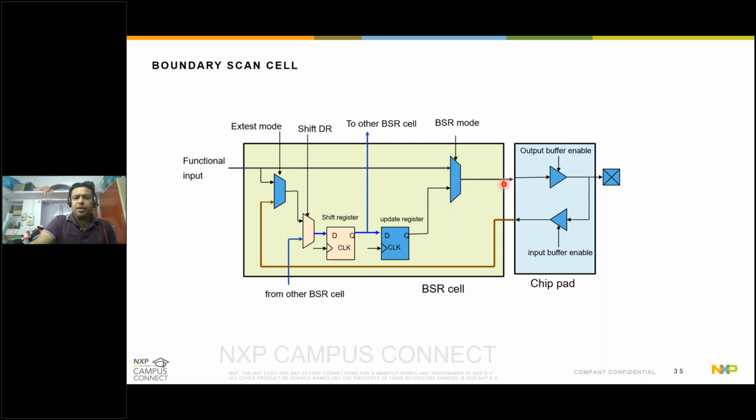All right. And when this pad is being used as input, there is a path from the input buffer enable up to this shift register again. So whatever response you are getting from outside can be captured in this shift register. And once you have captured the response, that response can then be shifted out to the primary output through that shift register.